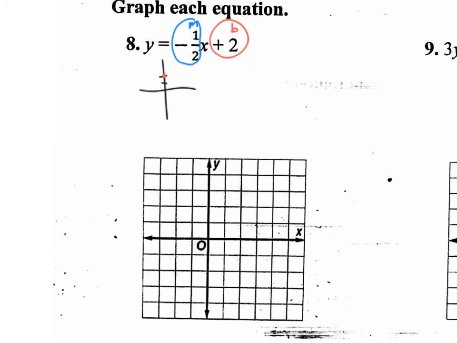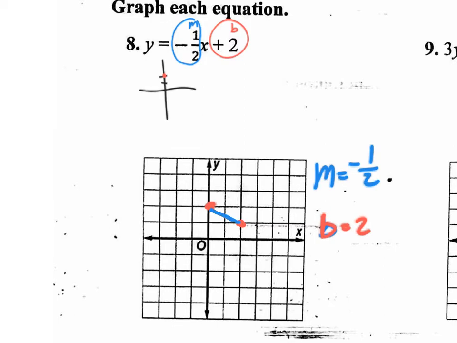Let me just rewrite my info down here. My m is -1/2. My b, let me write it in red, my b is +2. So it crosses at +2. And then from that point, I'm going to go down 1/2. So from here, I'm going to go down 1/2 and put a dot right here. So as you could see, I could draw my line through those 2 points.